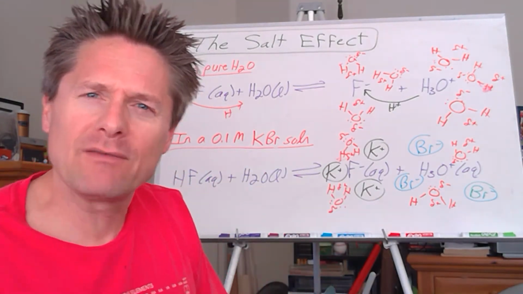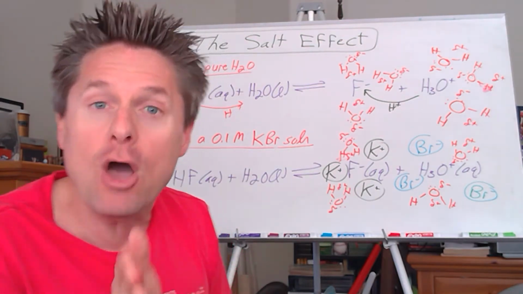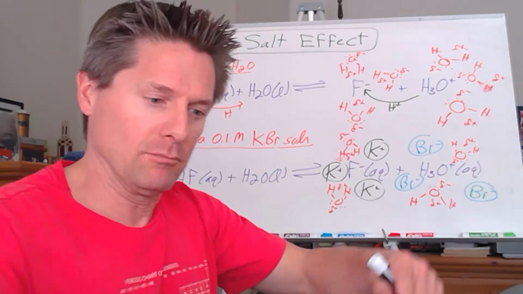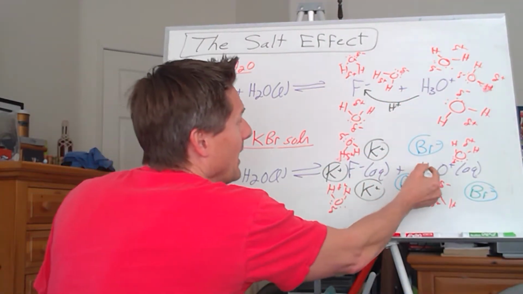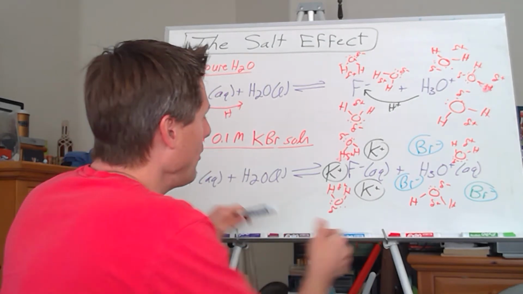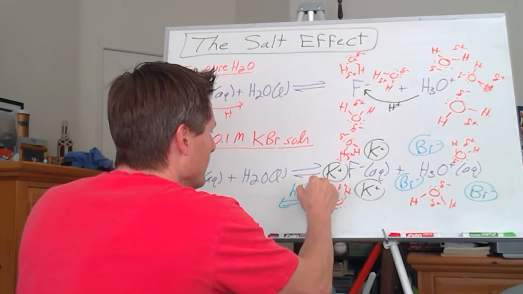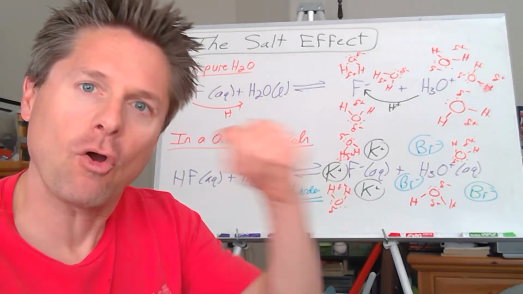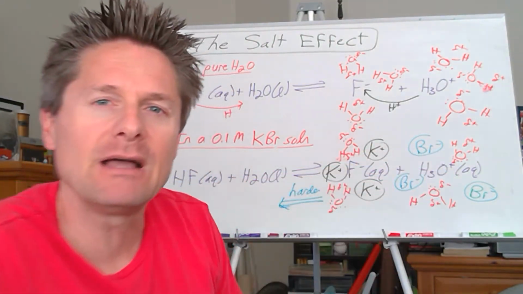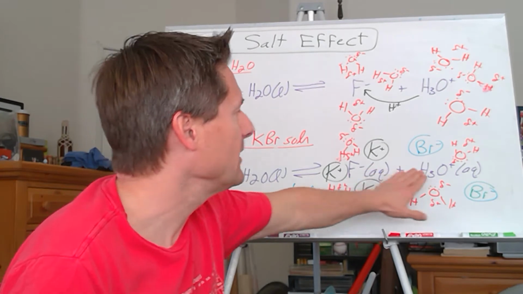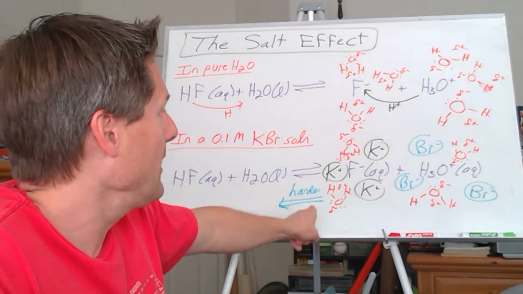It's like trying to give somebody a hug. I go to give my wife a hug, and then my son gets in the way. It's like, oh, I want to get in there. So I go to give my wife a hug, and my little son squirts his way in the middle. It's harder to hug my wife. So this becomes more difficult, and it's harder to go back this direction. It's harder to go back the other way. So effectively, the presence of these other ions, the salt effect, is effectively reducing the concentrations of those species. It makes it harder to ionize.